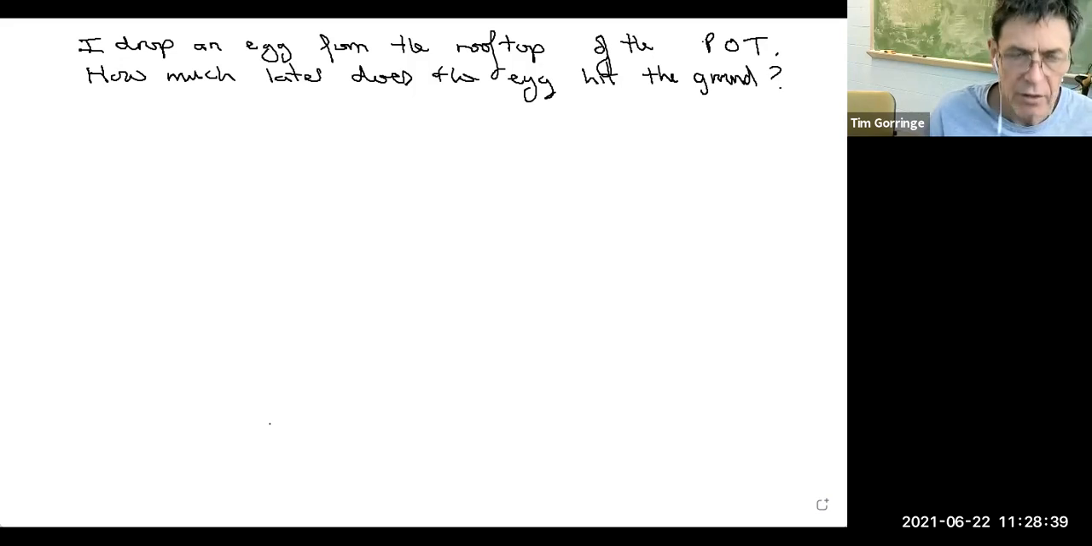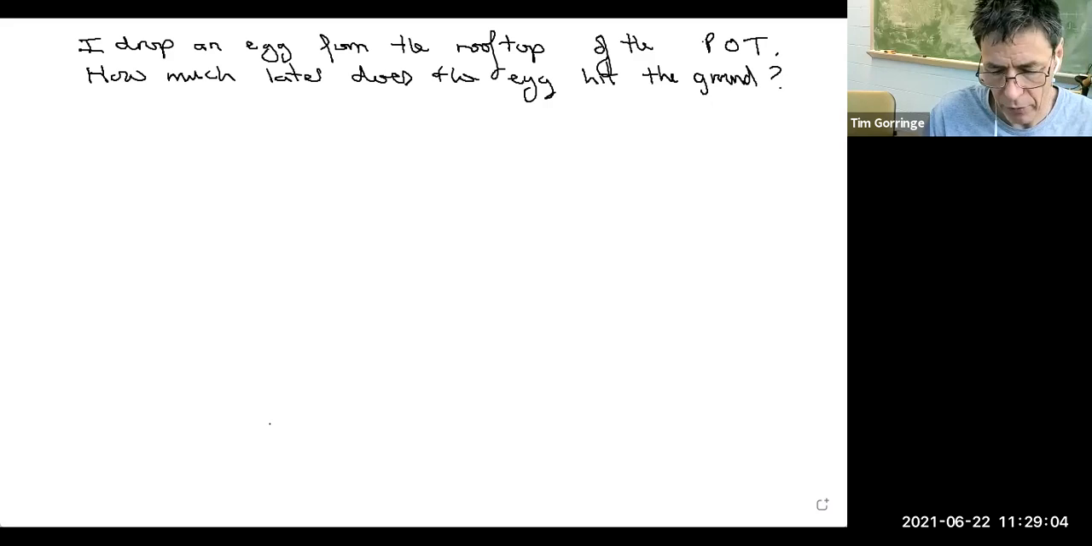In this question, I took the elevator to the top of Patterson Office Chair, and I dropped an egg from the rooftop to the ground below. So that's a 50-meter drop. And we're going to calculate the length of time it takes the egg to fall that 50 meters.